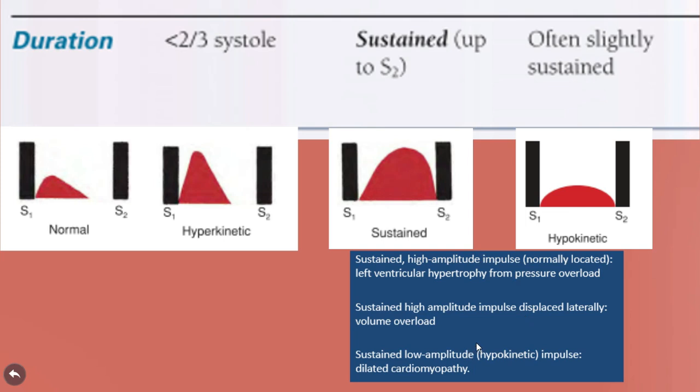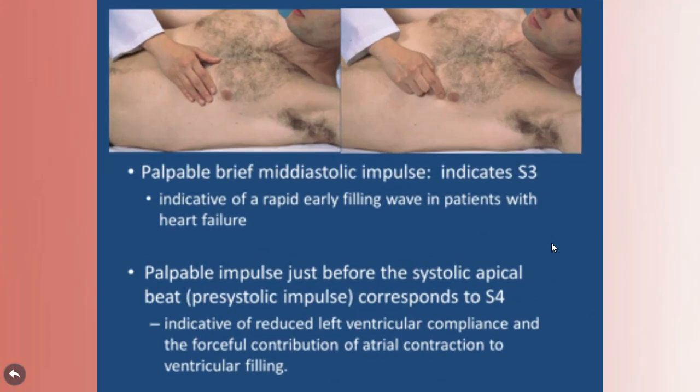Okay, if there is a sustained low amplitude, what you call a hypokinetic impulse, you would think of a dilated cardiomyopathy. It means that the heart is large and the muscle is thinned out because of certain causes like ischemic heart disease or a viral cause.